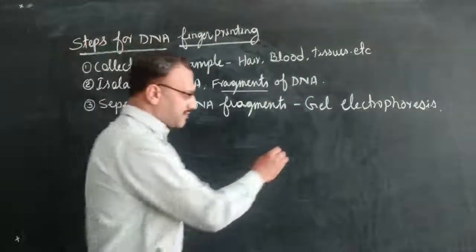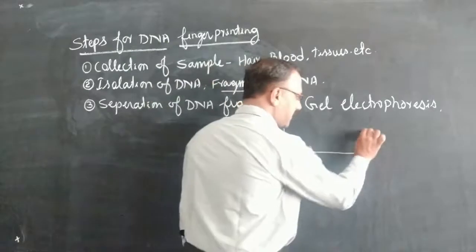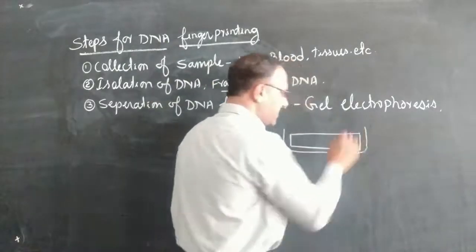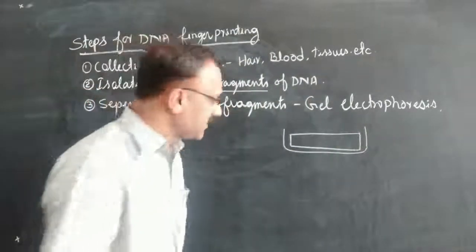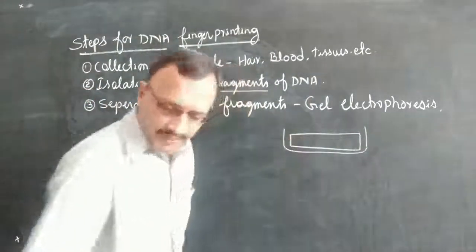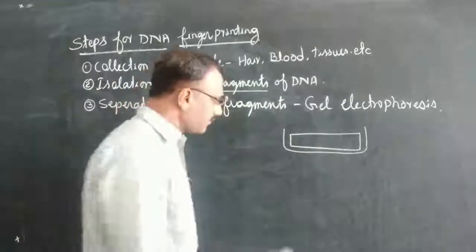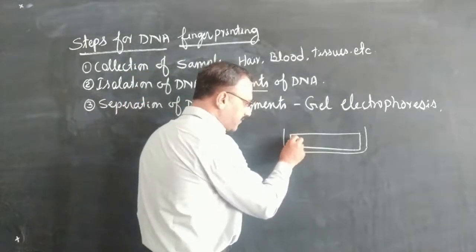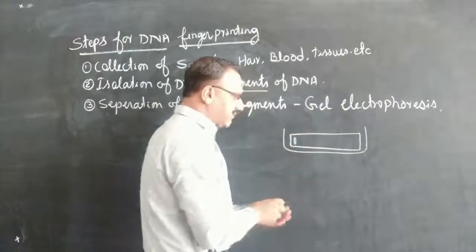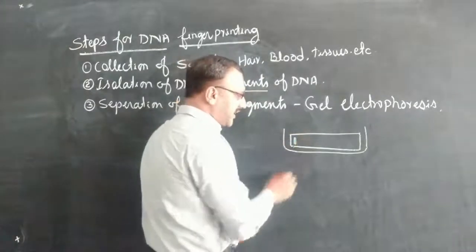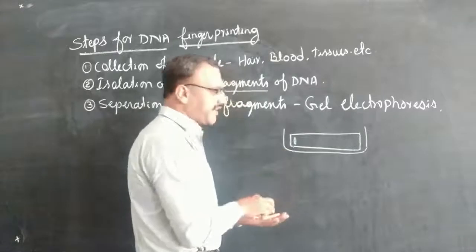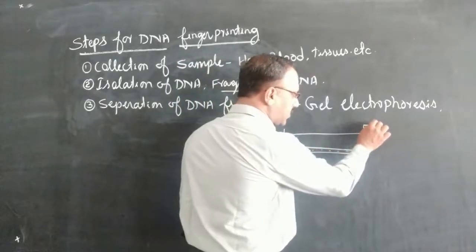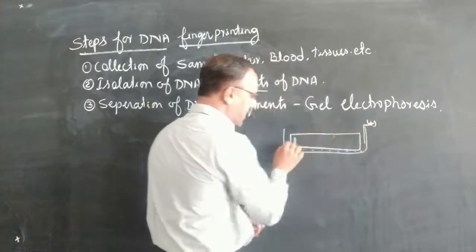Let me show one small diagram here. The slab called agarose gel slab will be prepared. In this agarose gel slab, DNA will be loaded. The DNA fragments will be loaded at one end, and this entire slab will be placed in an electrophoretic tank, what we call gel electrophoretic tank, in which there is a presence of electrolyte and it is connected to anode and cathode.